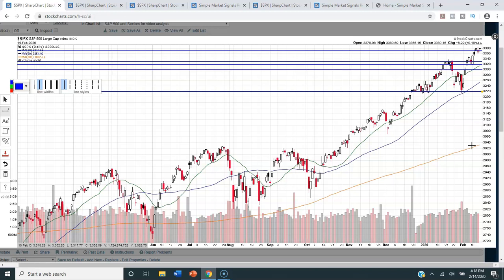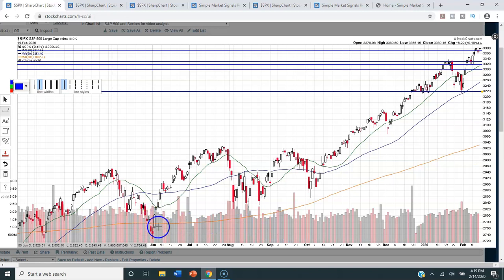If we do get a pullback, let's say for instance on Monday something happens over the weekend, and we get a pullback to the 200-day moving average, that's basically an 11.5% pullback. Now, I don't think that's going to happen anytime soon, but a pullback to the 200-day moving average is not unusual. It doesn't happen every year. There are a few years, like 2013 and 2017, that we had no pullbacks to the 200-day moving average.